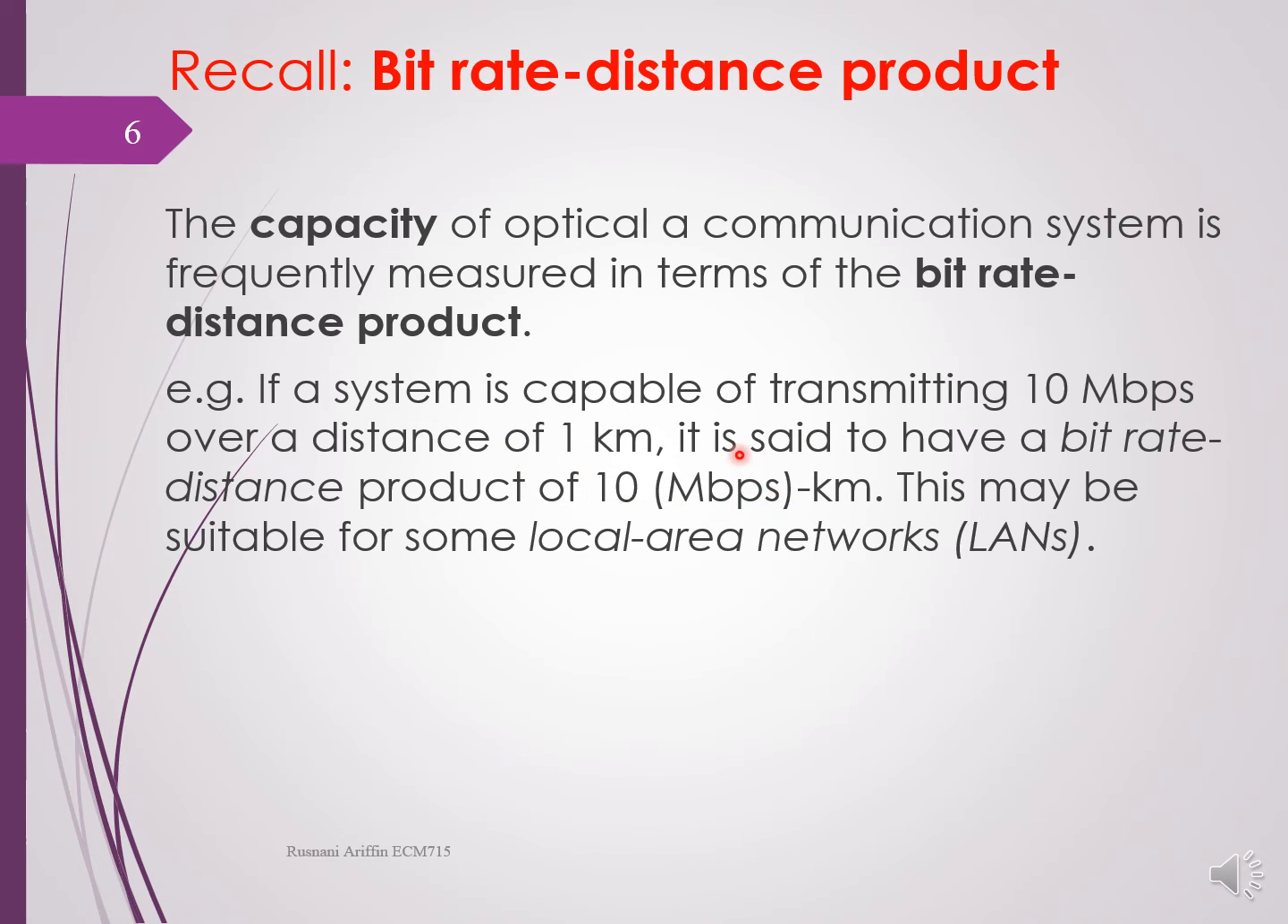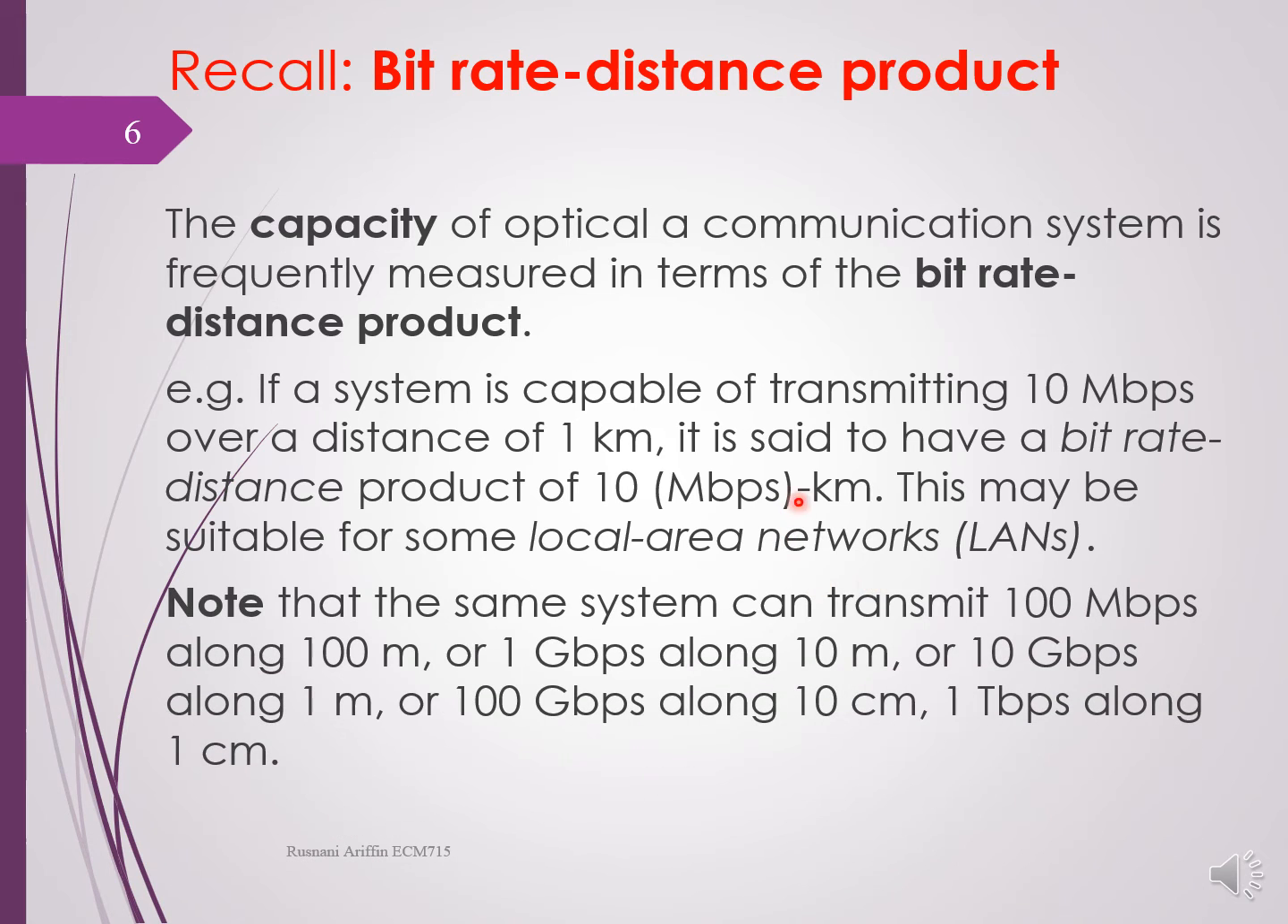Usually 10 megabit per second kilometer is a suitable bit rate distance product for a local area network. Okay, so 10 megabit per second kilometer is actually equivalent to 100 megabit per second along 100 meters, 1 gigabit per second along 10 meters, 10 gigabit per second along 1 meter, 100 gigabit per second along 10 cm, and 1 terabit per second along 1 centimeter. Okay, the shorter the distance is, the higher the bit rate.